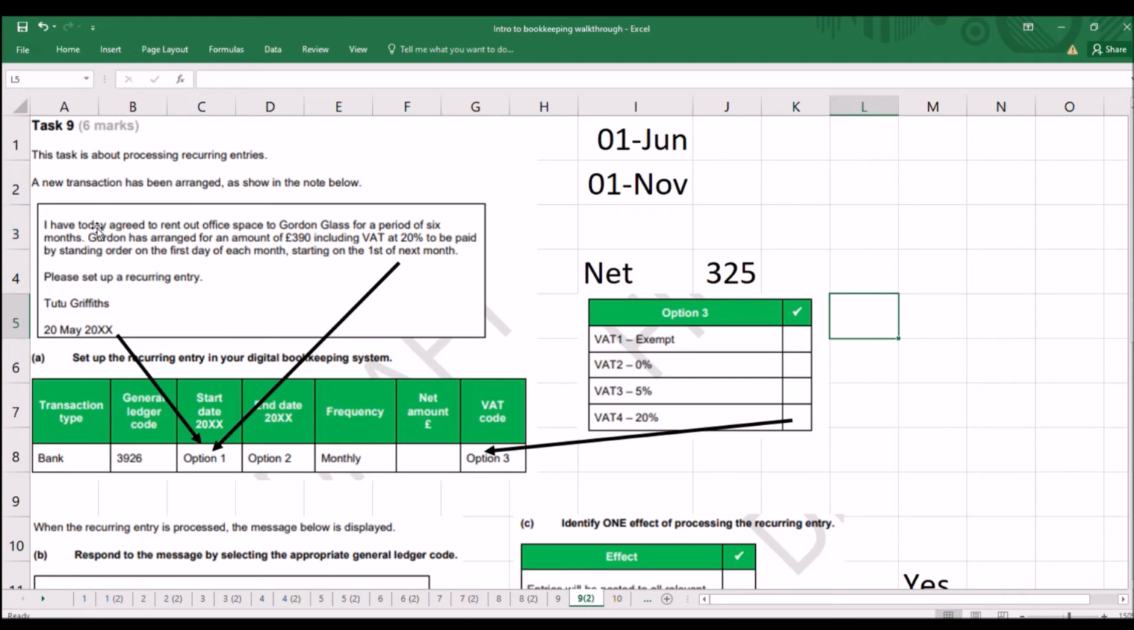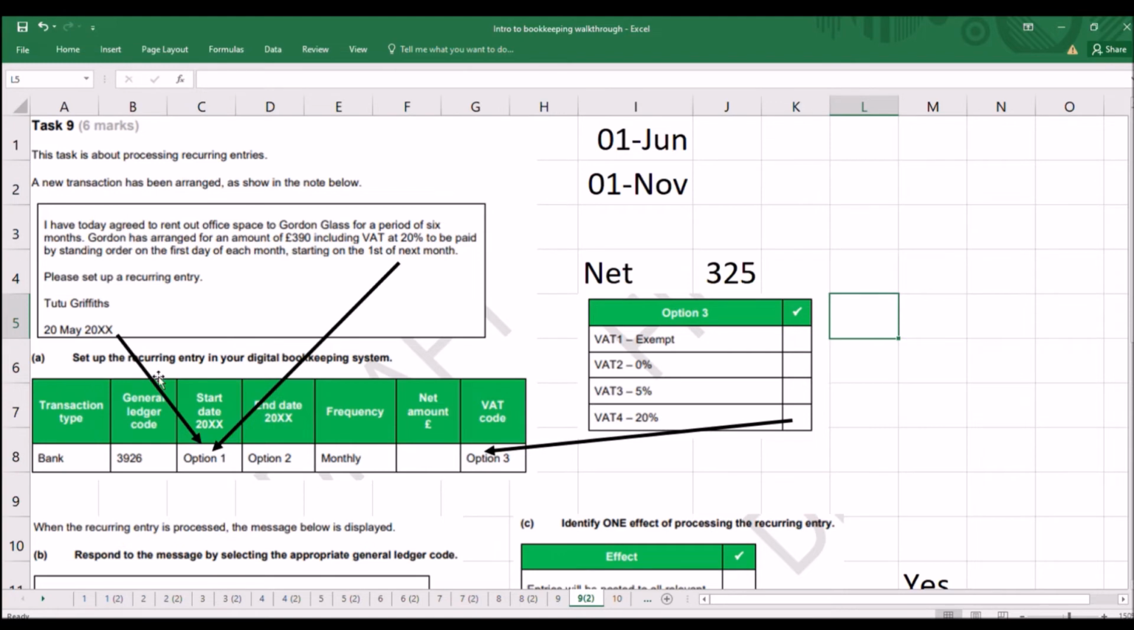Right, so I have today agreed to rent out, so we're going to sell our rental space to Gordon Glass for a period of 6 months. Gordon's rate is £390, which includes VAT, so the net figure is lower than the 390. By standing order on the first day of each month, starting on the first of the next month, please set up a recurring entry, a recurring journal.